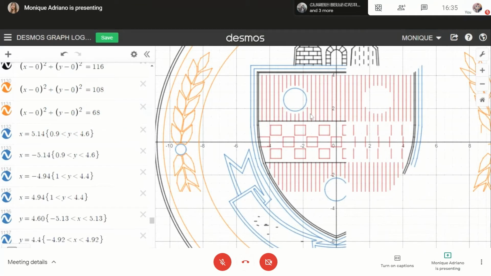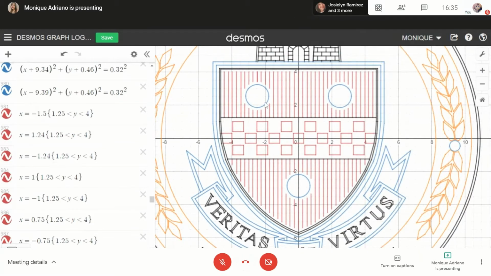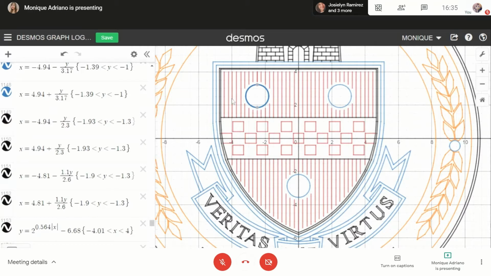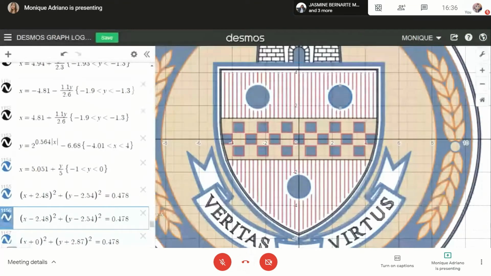For the circles in the shield, the three circles, on the left side, we use the equation of x plus 2.48 squared plus y minus 2.54 squared is equals to 0.478. For the right side of the circle, the equation of this is x minus 2.48 squared plus y minus 2.54 squared is equals to 0.478.